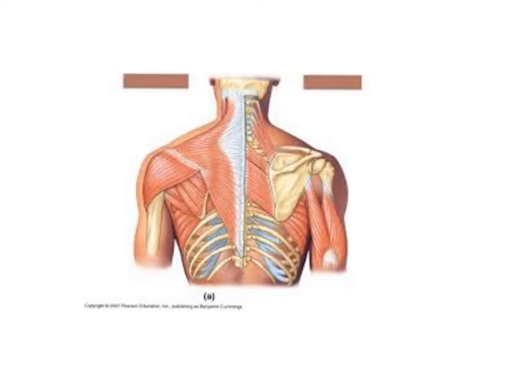On the posterior side, again, it's important to remember that we have two layers of muscles. So looking at the superficial muscles first, we see the upper fibers of the trapezius, as well as our middle fibers and our lower fibers.